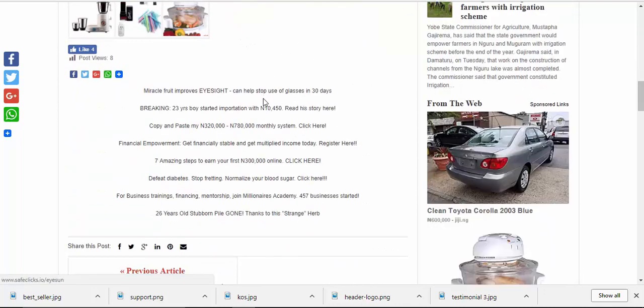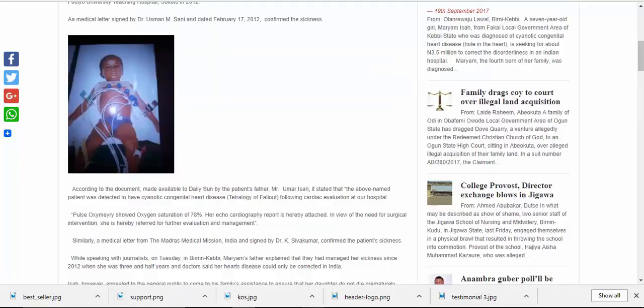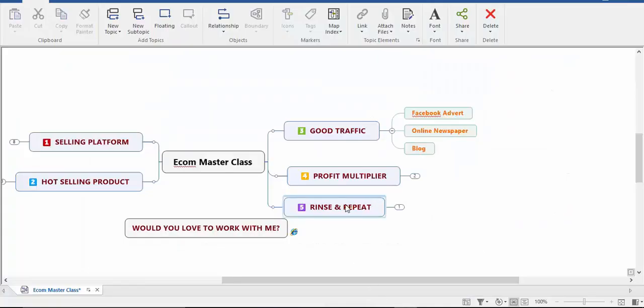These are the kind of adverts you can place. They call it text link advert. You can see that all these texts are clickable. So you can advertise your product through different online newspaper platforms.